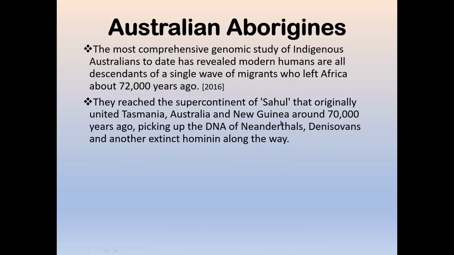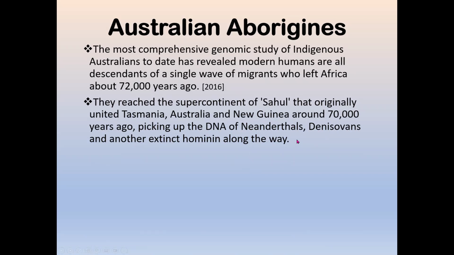So this massive continent, Sahul, contained Tasmania and Australia and New Guinea. So it was all very close, and they could virtually either walk across, or it was very close water-wise. And they picked up Neanderthal DNA, Denisovan DNA, and other extinct hominids' DNA along the way.